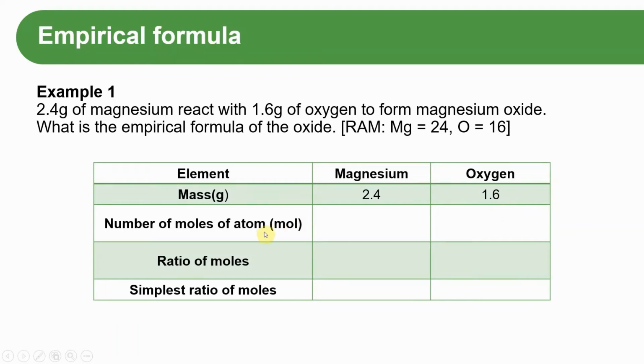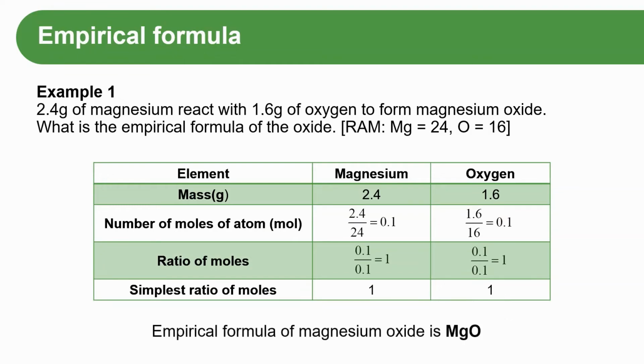To find the mole from mass, we divide by molar mass as we have learned. And so magnesium is divided by 24 and oxygen is divided by 16. And we find the ratio of the moles by dividing by 0.1. At the end, we get the ratio is 1 to 1. The simplest ratio is 1 to 1, and hence we can conclude the empirical formula of magnesium oxide is MgO.